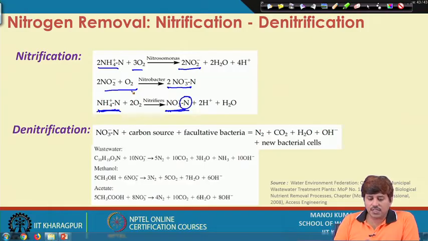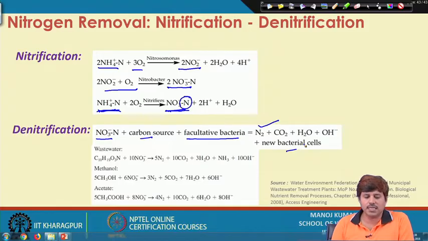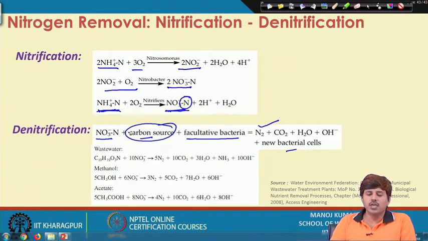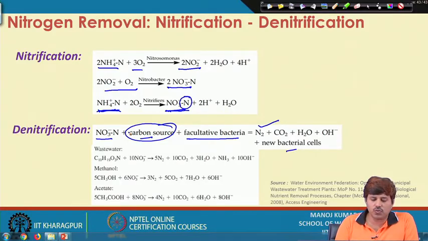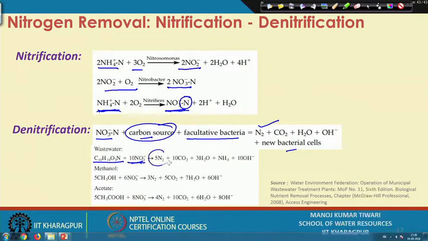Whereas the denitrification process is again this: nitrate nitrogen, in the presence of a carbon source and facultative bacteria, converts to nitrogen and forms some new bacterial cells. We need a carbon source for this denitrification process. If we consider the typical carbon source available in wastewater, in the form of C10H19O3N, then this is the reaction where nitrate reacts with this and eventually converts to nitrogen.